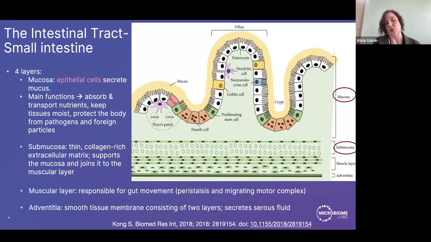And let's say you have young children or toddlers who have thrown a bunch of food on the floor. You want to come in between those meals and clean up and sweep that through before the next meal, because otherwise things build up. And so that's what the migrating motor complex does, it helps to clear things. And so that's all happening in this muscular layer beneath the submucosa. And then we have the adventitia, which is a smooth muscle membrane that has 2 layers, and it's mostly secreting various fluids.